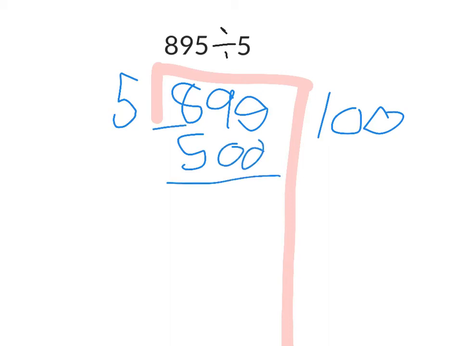5 subtracted by 0 is 5. 9 subtracted by 0 is 9. And 8 subtracted by 5 is 3. So it gives you 395. But we have a problem now because we can't subtract 500 from 395, because 395 is too little to subtract it. So then we have to move on to our tens, which would be 50.